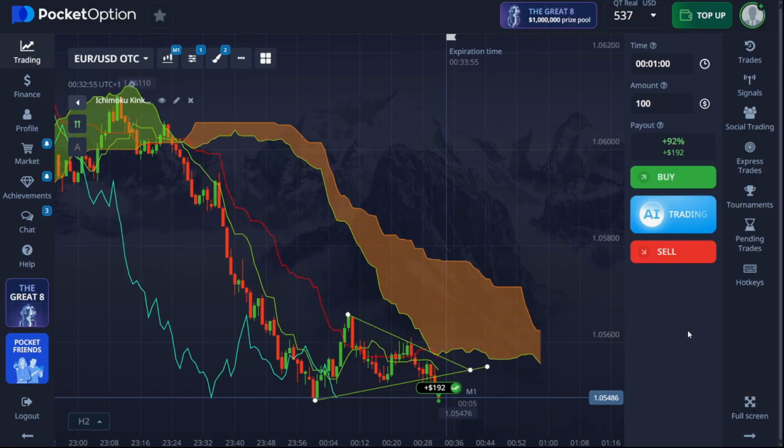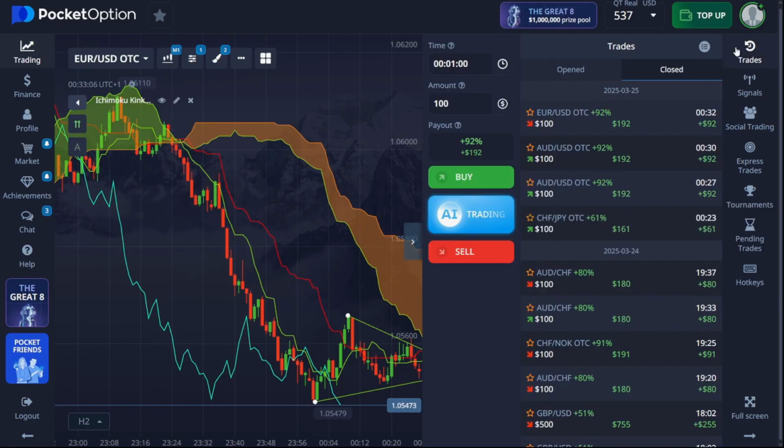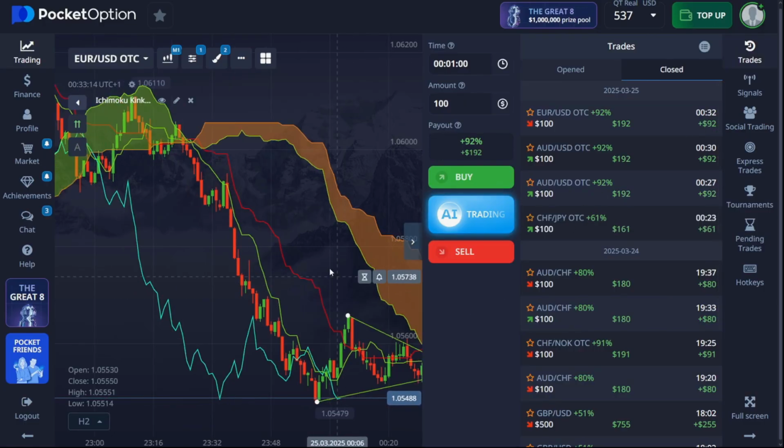As expected, everything played out perfectly. $192 profit. Analysis was spot on. Now we're up by $337 in net profit. Here are all our trades, one after another, just like a blueprint. Everything worked flawlessly.